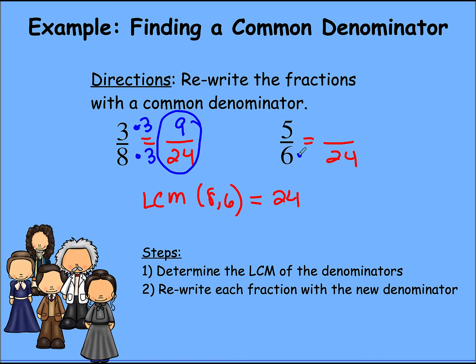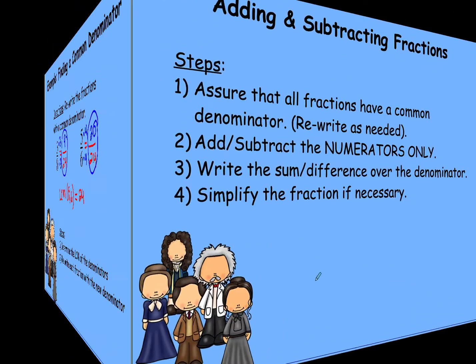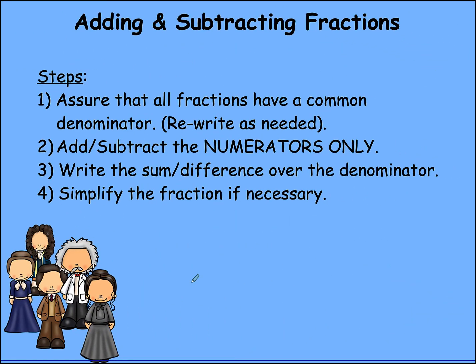Okay, same thing with 6. What did we multiply 6 by to make 24? 4. Again, whatever you do to the denominator, do it to the numerator. 5 times 4 is 20. So 5/6 is the same as 20 over 24. Now we know a little bit about rewriting the fractions with the common denominator, so let's use that skill to add and subtract fractions.